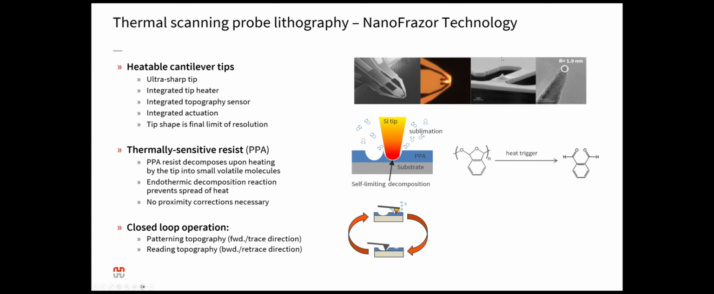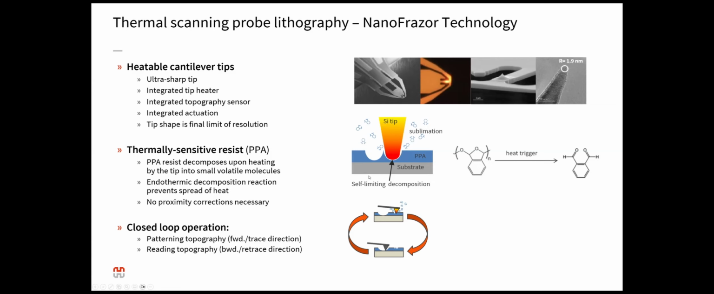So this is our cantilever, a very important ingredient to our technology. The second ingredient is the PPA, the thermally sensitive resist. So our resist is called PPA, polyphthalaldehyde, and it's a polymer that decomposes upon heating by the tip into small volatile molecules. So we remove the material by sublimation, and the tip is being heated up by this resistance, which we call the resistance of the writer, and then the polymer is decomposed by this heat trigger.